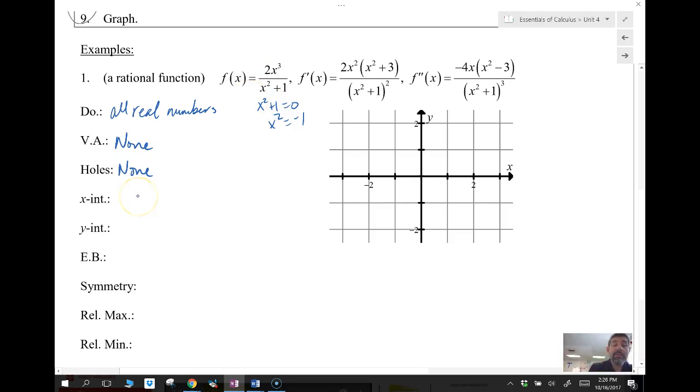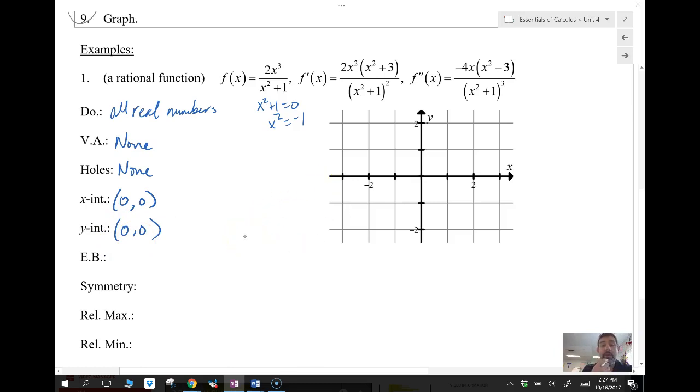X-intercepts. To find the x-intercepts, we're going to take 2x cubed and set that equal to 0, and we're going to get x equals 0. When we plug that back into our function, we're going to get 0. So our x-intercept is (0, 0). Our y-intercept is when the x value is 0. Well, it's the same thing, right? (0, 0) is the origin. We're just going to plug 0 in for x, and we're going to get (0, 0).